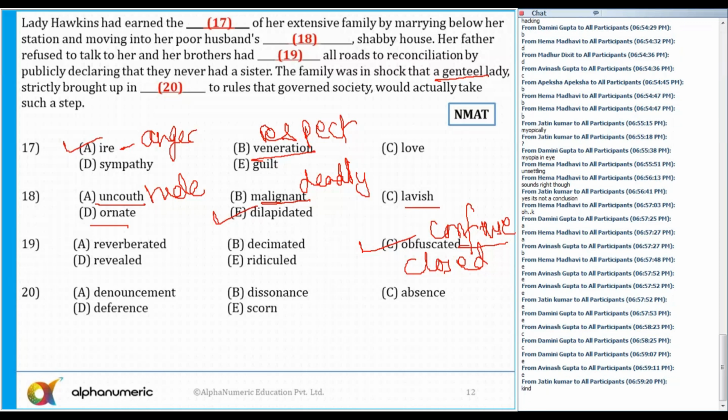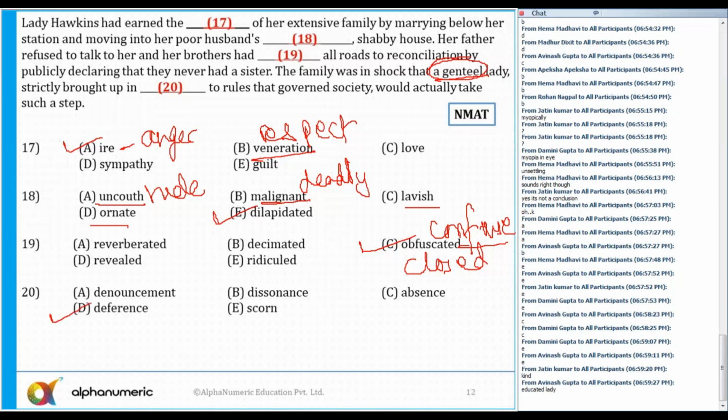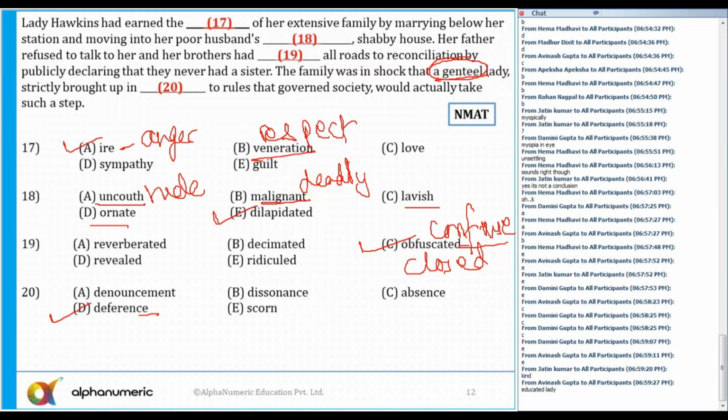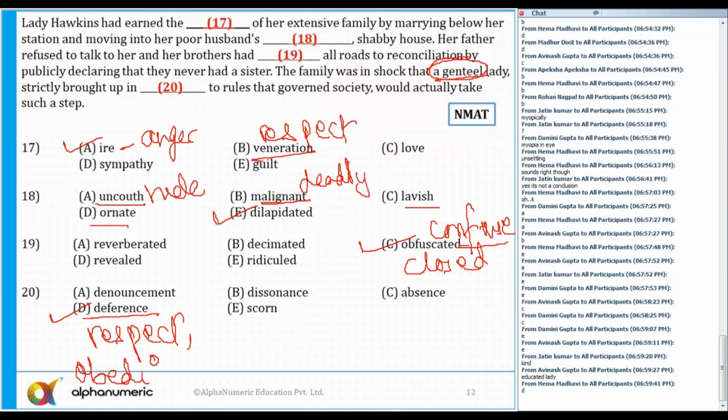Now I will actually come to this word genteel. I will discuss this word in detail right now. So this lady is genteel. That means she must have shown deference. She must have shown respect, obedience to all the rules. How is it that this lady, who till now has shown so much deference, obedience to the rules and regulations, now has done all these things?